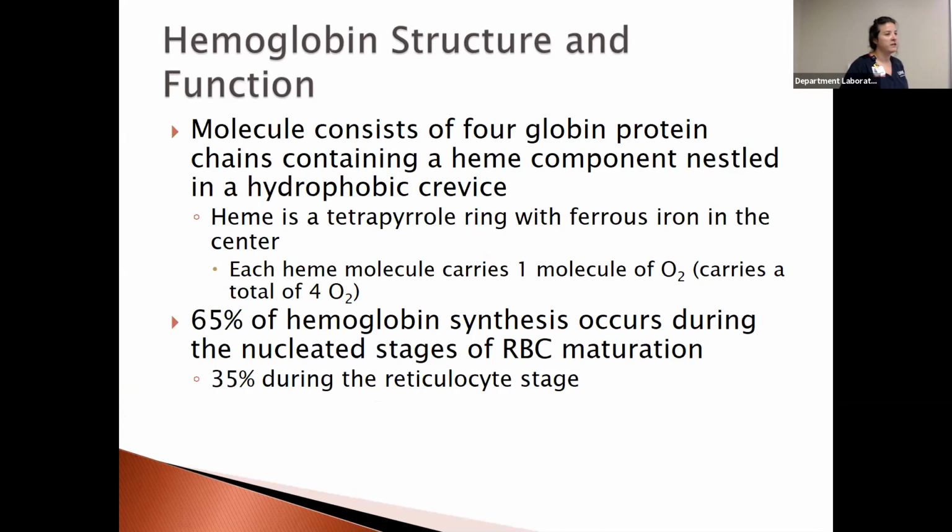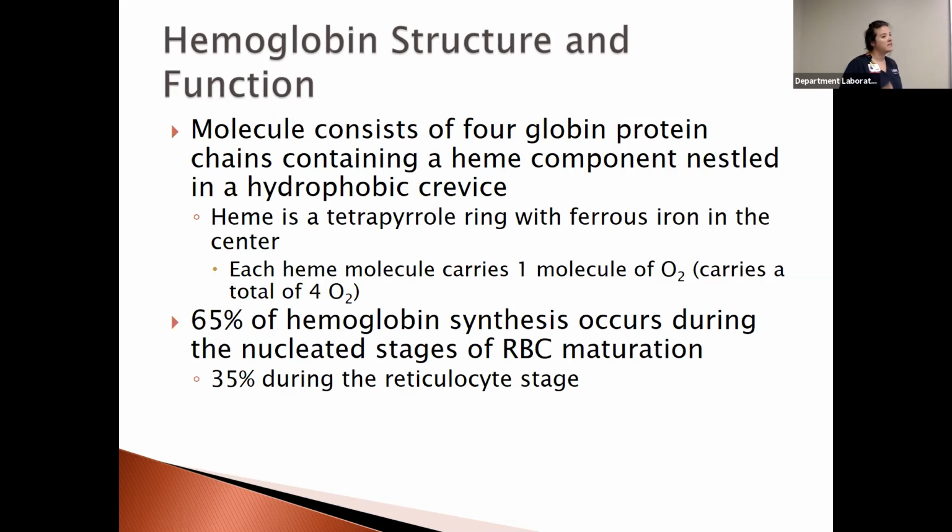And the heme is actually a tetrapyrrole ring with ferrous iron in the center. Remember, we want that iron in the ferrous state so it can bind to oxygen. And then each heme molecule will carry 1 molecule of O2. So one hemoglobin molecule can carry 4 molecules of oxygen, okay?